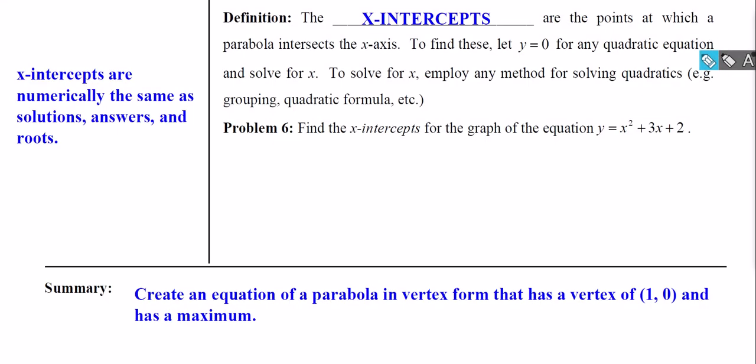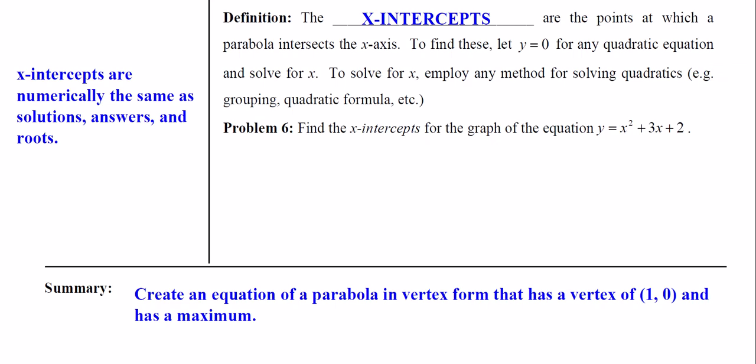Okay, so our next topic with parabolas concerns the notion of x-intercepts. And this is nothing new at all. X-intercepts, we're going to show you the geometry behind it, just like the visual geometry behind it, but you already know all the algebra to it. So x-intercepts, we tend to also call those sometimes solutions, answers, or roots. And it's pretty much the point at which the parabola touches the x-axis.